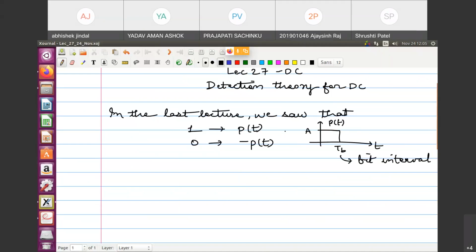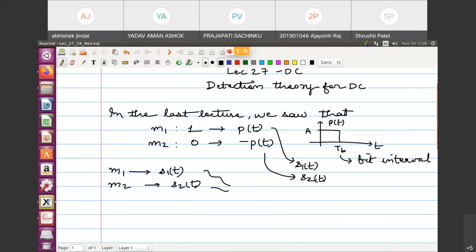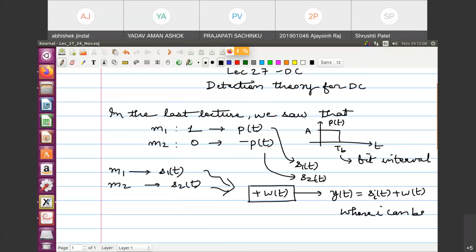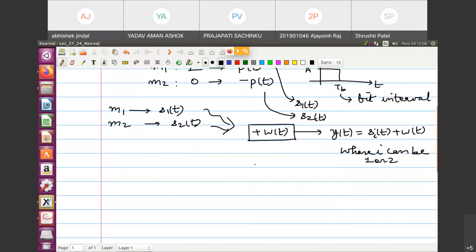Now this is a signal which is S1 of t. Let us say instead of using minus P of t, I use a different version of P of t, that is P of t minus TB or anything. Let us represent it by some S2 of t. Let this be message M1 and this be message M2. So what your transmitter did was map M1 to S1 of t and M2 to S2 of t. Either of them goes into the channel. The channel is nothing but additive W of t, and at the output you get some Y of t, which is equal to Si of t plus W of t, where i can be 1 or 2.